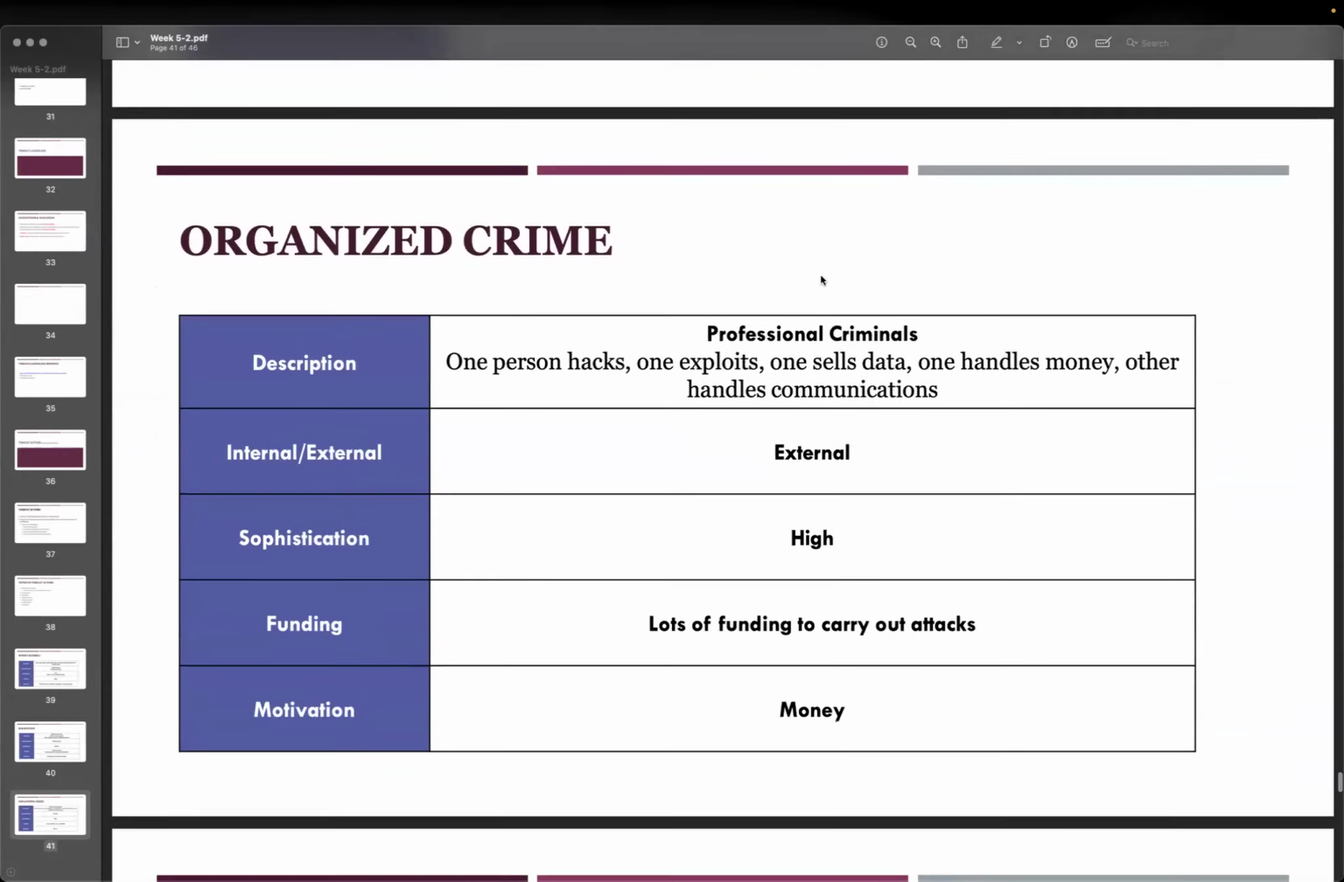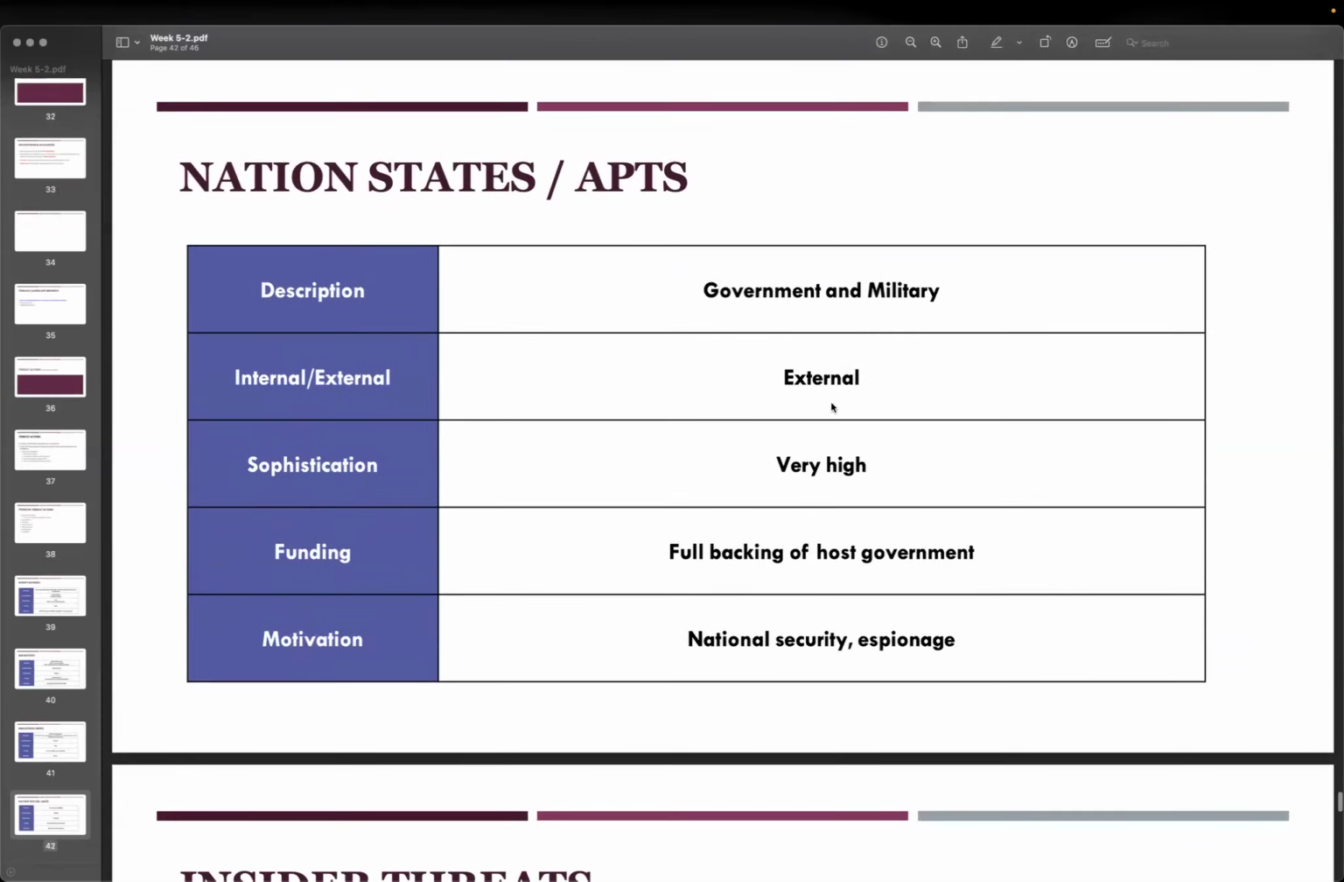Organized crime is more professional. One group explores, another sells data, so they have a complete chain for operations. They are mostly external with really high sophistication. Once they carry out an attack, they get lots of funds and are paid money. For the nation-state, they come mainly from government or military, mainly external with very high sophistication. They may be fully backed by the host government. They target national security and espionage, so that's what we talked about, country-based targeting.